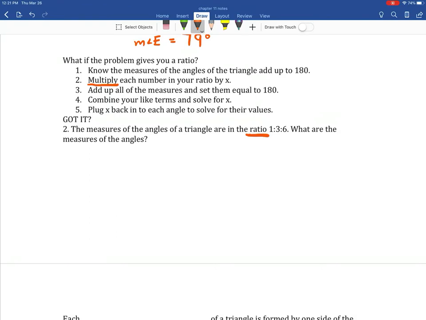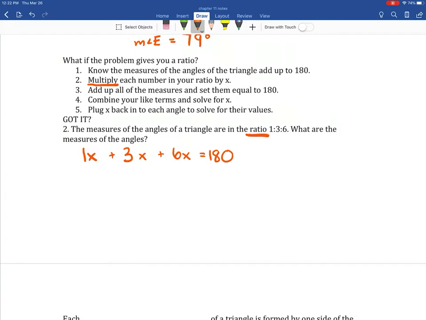First, we know that the measures of the angles of a triangle add to 180 degrees. Now, we're going to multiply each number in our ratio by x. So I'm going to say 1 times x plus 3 times x and 6 times x. Step 3 says add up all the measures, which I kind of already did as I was writing them, but I need to set them equal to 180. So we're working backwards, we're unsimplifying here. Combine your like terms and solve for x.